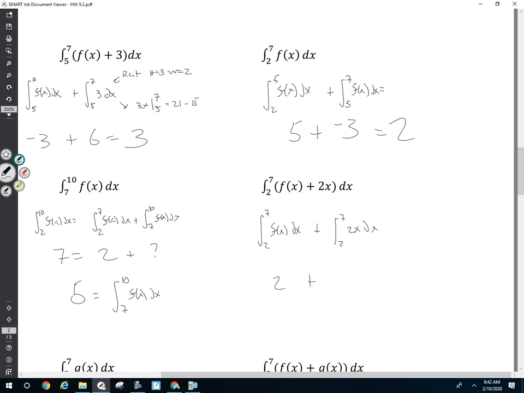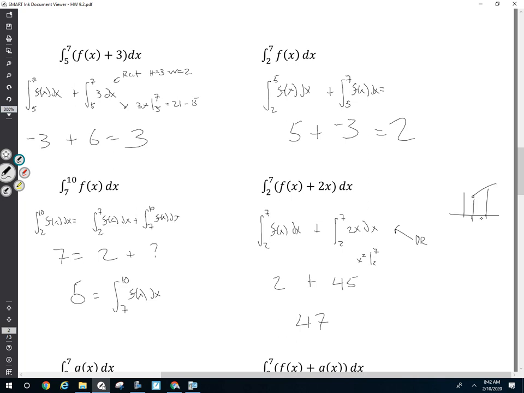And then this will be x squared from 2 to 7. That's the antiderivative. That's 49 minus 4, which is 45, giving us 47. Or, since it's a straight line, 2x is just a straight line from 2 to 7, we're going to look something like this.